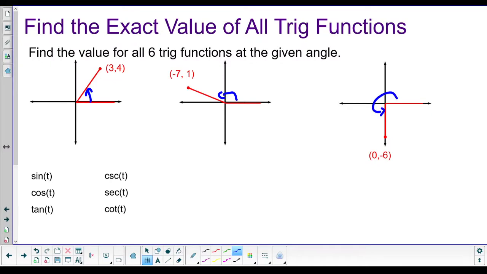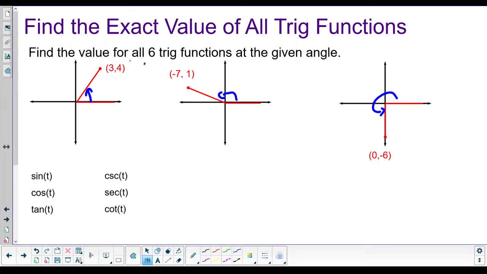Okay, so of course T is theta. It's just hard for me to write thetas. You'll see them later, but you know. So all right, let's do this first one. We want to figure out what are sine, cosine, tangent, cosecant, secant, cotangent for this angle. Let's break up and figure out what we know first.